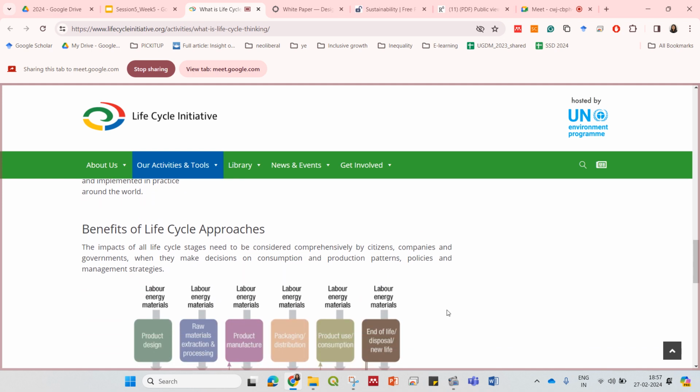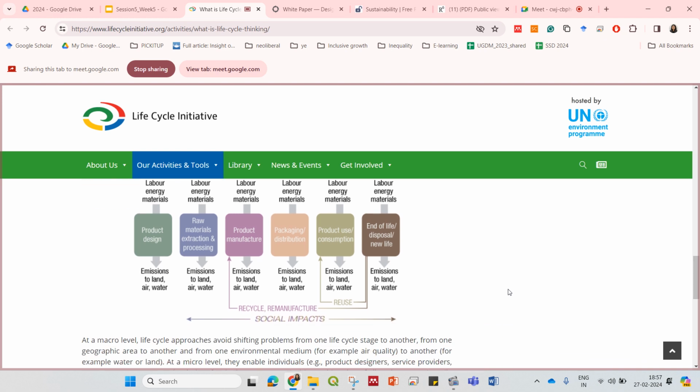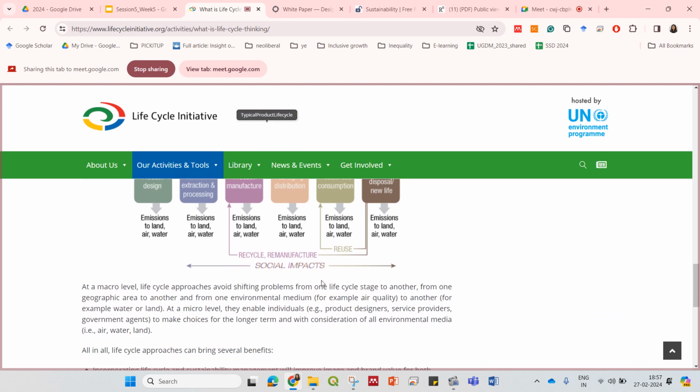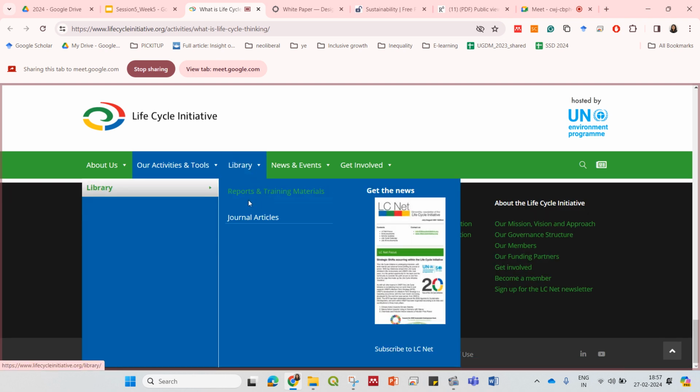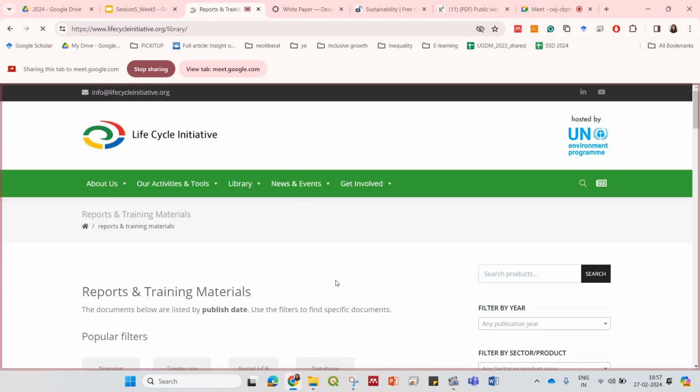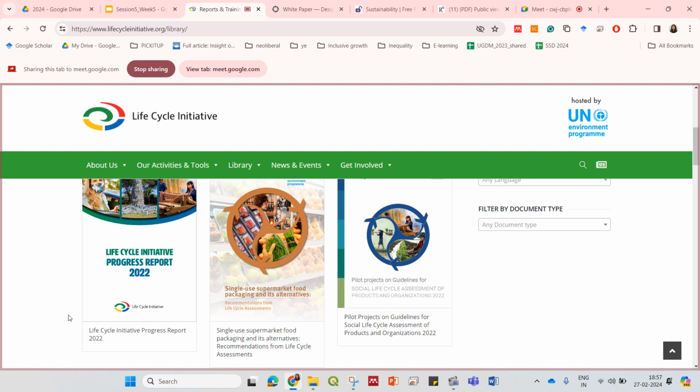Then it also tells you about the benefit of the life cycle approach. So at each stage, what kind of benefit can be generated from following the life cycle approach. You also have a lot of resources. For example, they have reports and training materials. They have a lot of reports on life cycle assessment or the life cycle initiatives, how life cycle assessment can be done for different types of products.